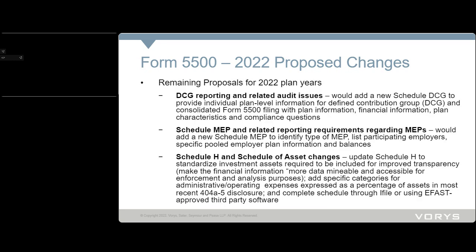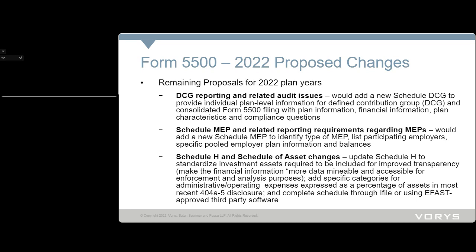And so the first is this defined contribution group reporting and related audit issues. The proposals would add a new schedule, DCG, to provide individual plan level information for these defined contribution groups, which is sort of a group of plans, in the consolidated Form 5500 filing with the plan information, financial information, including the plan characteristics and compliance questions. There's also a proposed new schedule, MEP. It is similar to the current attachment that we discussed earlier, but much more detailed.